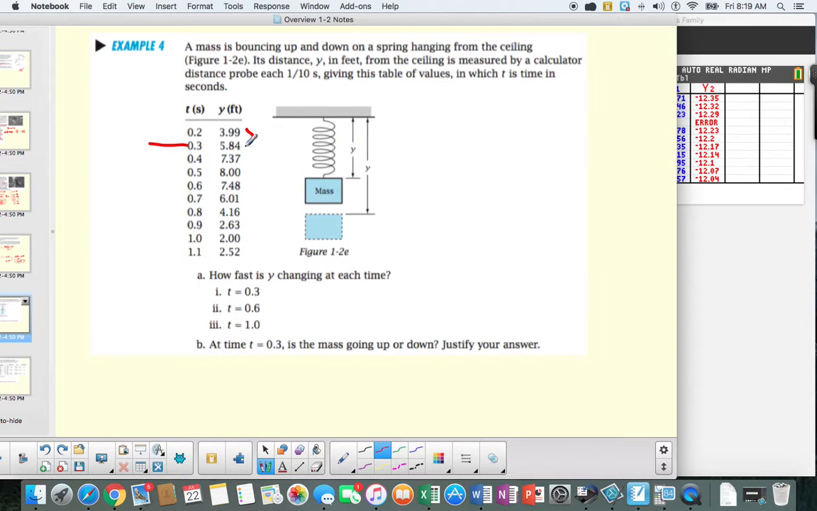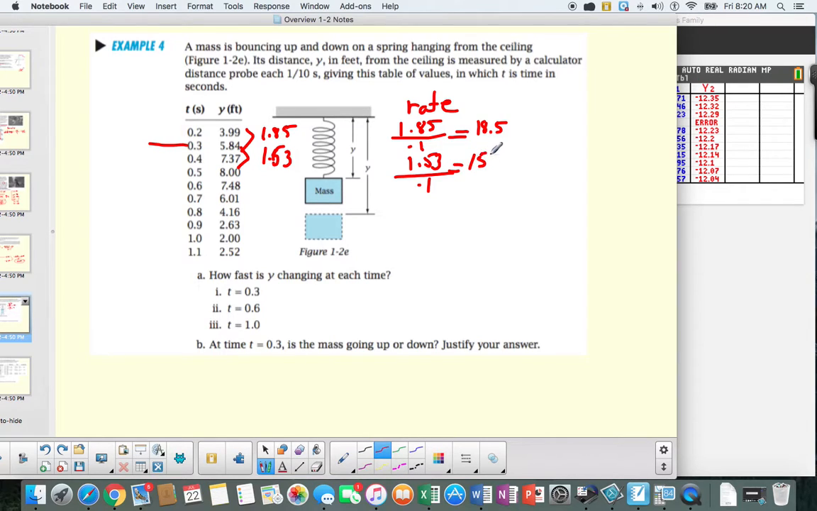Okay, the difference between these two distances is 1.85. The difference between these two distances is 1.53. And let's go ahead and take a look at the rate. So this is the difference in the distance, 1.85, and we're going to divide by the interval, 0.1, and we're going to get the answer, 18.5. Do the same thing here, 1.53 is the distance in the interval 0.1, and so our rate of change is going to be 15.3.